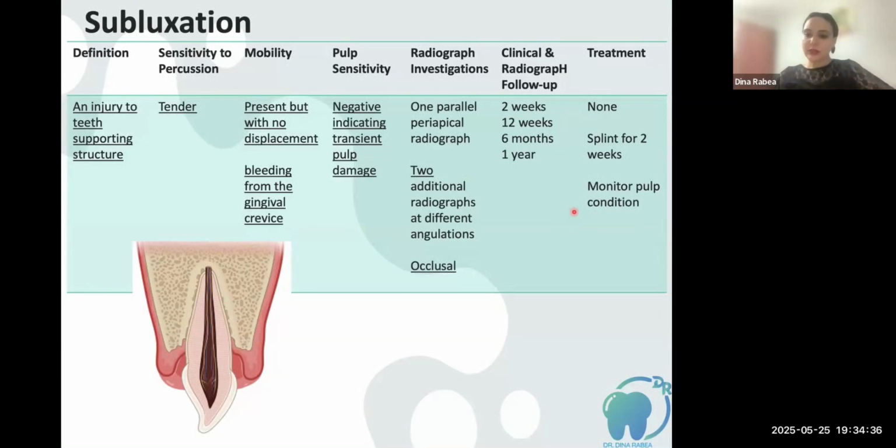We do not need to do a treatment most of the time, but if there is a lot of pain upon biting by the patient or the mobility is too much, we can splint for 2 weeks. And of course, upon splinting, we have to monitor the pulp condition. We have to see the patient after 2 weeks to desplint, and after 12 weeks, 6 months, and 1 year.